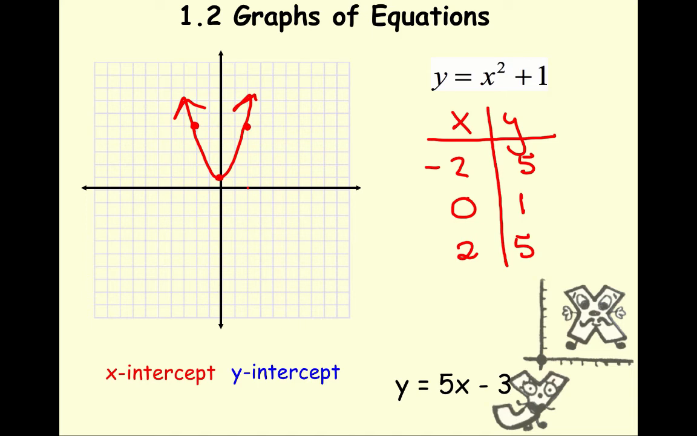So this shape is known as a parabola. It has some symmetry. So symmetry is vertical. This point, remember, is called the vertex. There is no x-intercept, but there is a y-intercept that happens to be at the vertex.